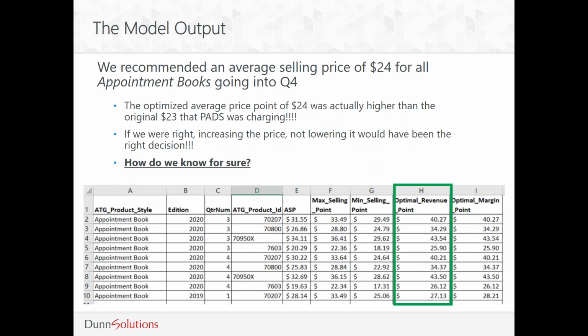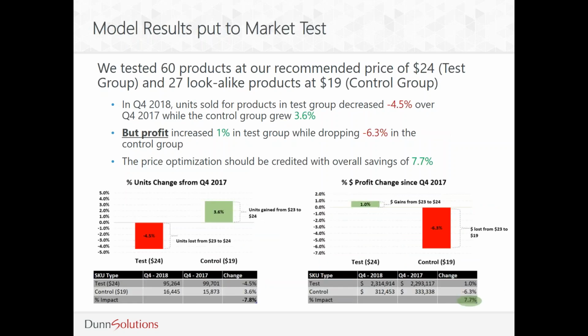Now, if we're right, then increasing the price, not lowering it, is the right way to go. But how do we know for sure that our recommendation was the right one? Well, we put the model results to the market test. So of the 87 products, we took 60 of them and we applied our optimal price, the one that we recommended. And we kept 27 lookalike products, and we lowered the price to $19, which is what our client wanted to do originally. And then we waited for sales to come in, and then we compared the two groups.